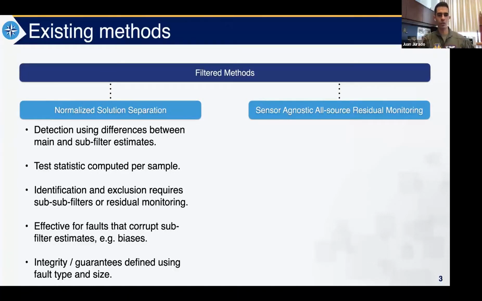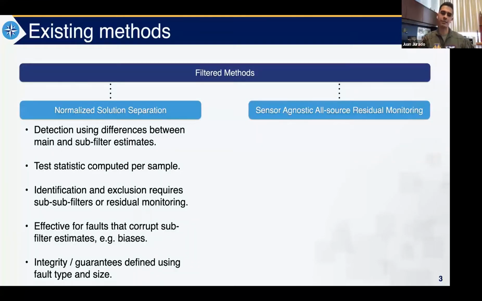So in solution separation, the test statistic for detection is literally the difference between the main filter and the sub-filter in terms of solution. A lot of times we use position, right? Either the 2D or 3D position vector as the vector that we test, but you could test the entire state space if you wanted to.